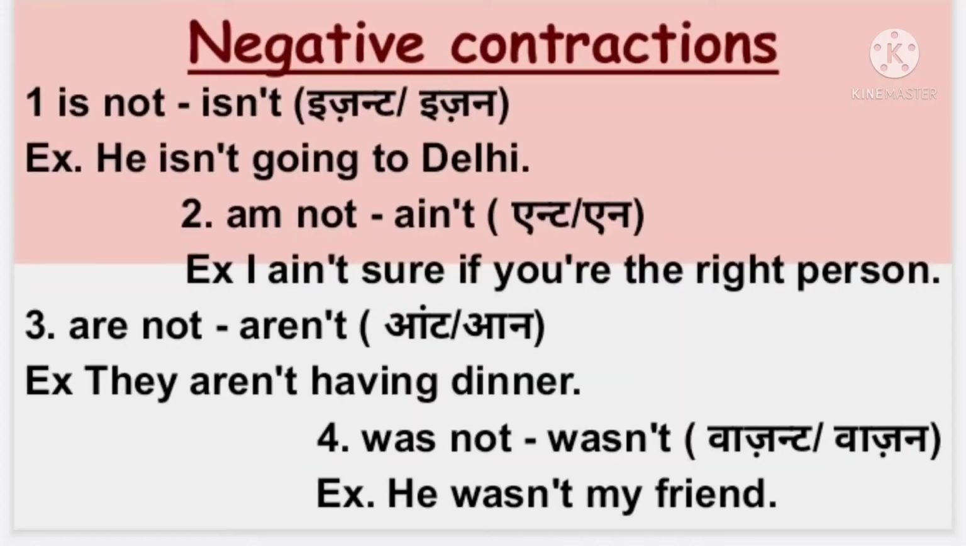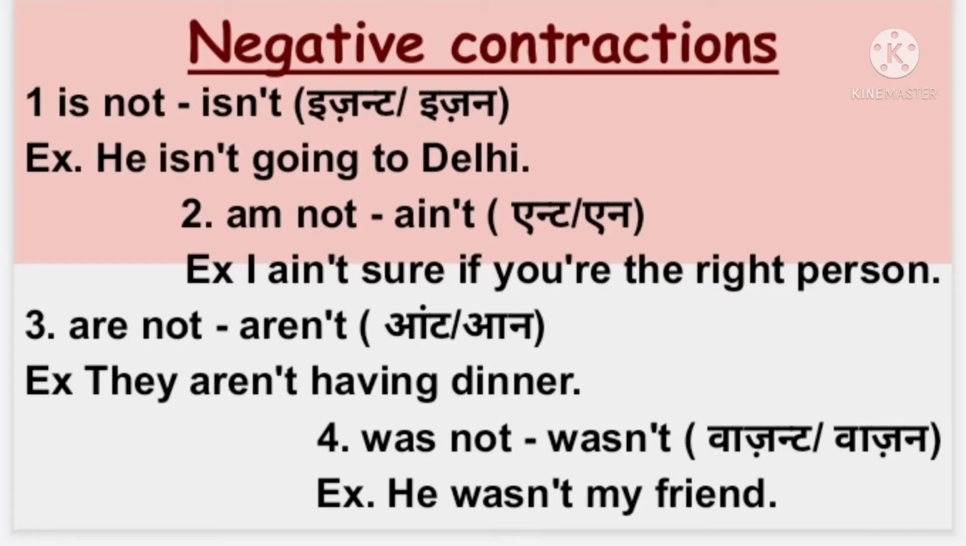Now let's discuss the negative contractions. A negative contraction is a negative verb contraction that ends in n't. As you all know, explanations are delightful, but examples are better. So let's go with an example. First is "is not". "Is not" is the natural pronunciation, and the contraction of "is not" is "isn't".